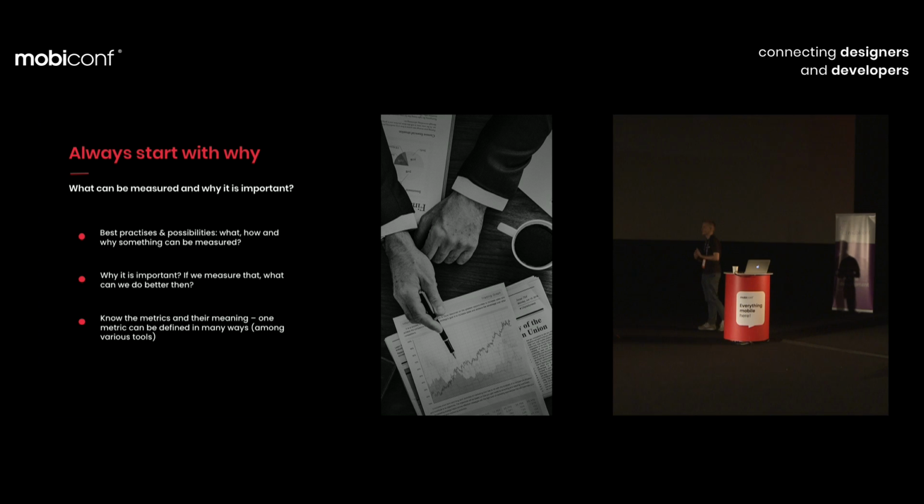And last but not least, we should know the metrics and their meaning, because sometimes one metric can be defined in different ways between different tools. For example, active user. In one tool, we can talk about a user that was active in the last 24 hours, and in another tool an active user will be defined as a user who interacted with the application in less than 7 days. So one metric can be defined in different ways, and we should know what it means when we deal with these metrics.